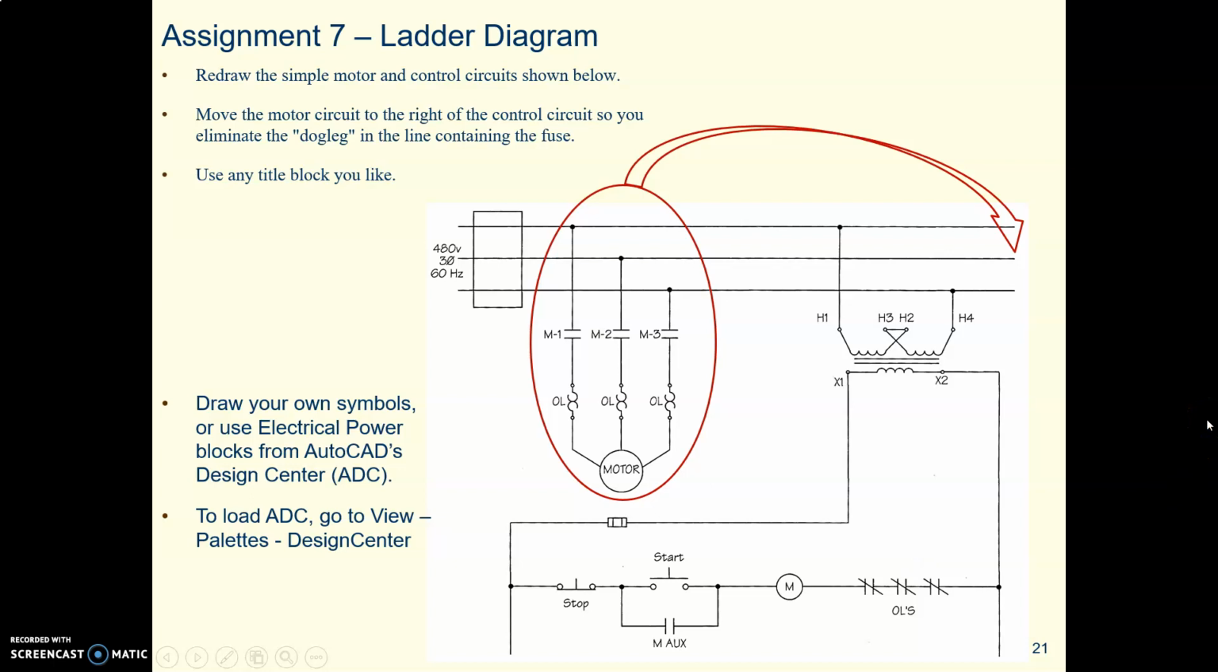Now here's our assignment. Good old textbook author, he's done it again. So here's the part of a ladder diagram that he provides, and what we are going to do is basically just copy this. I know there's some things missing. Don't worry about it. Just copy this drawing. With one exception, I would recommend, and you don't have to do this, but don't you think that it looks better to get our motor circuit over here on the right side of the transformer?